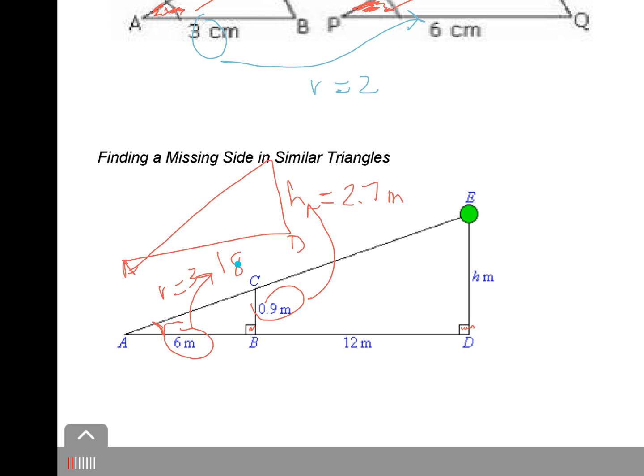Okay, so just quick recap. If you have overlapping triangles, don't forget to add this whole length. That's how we got that 18. Then I compared the 6 and the 18 to get a scale factor of 3. And then I applied that scale factor to find the missing side.